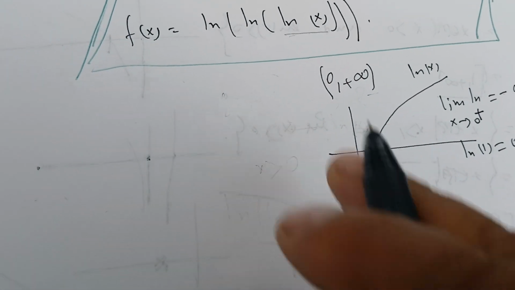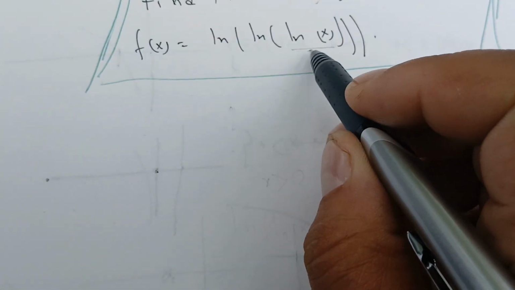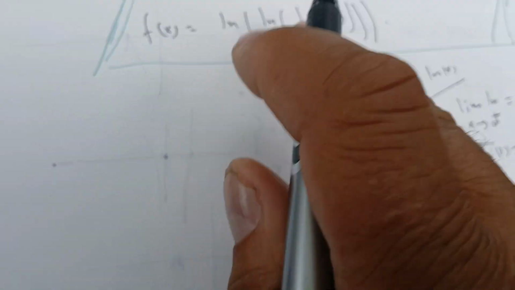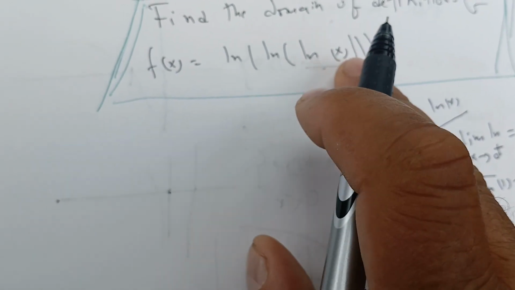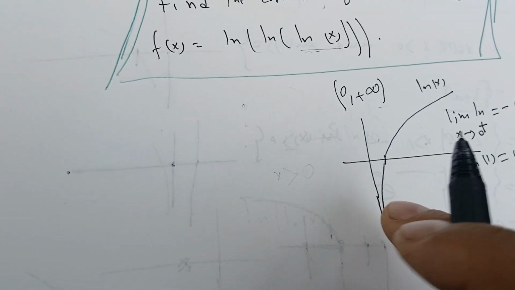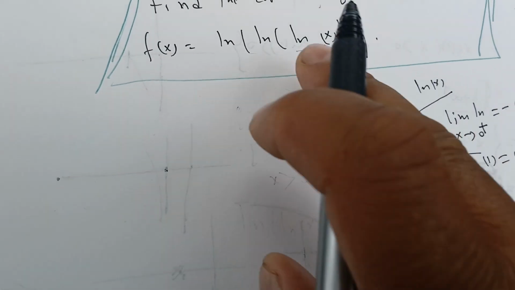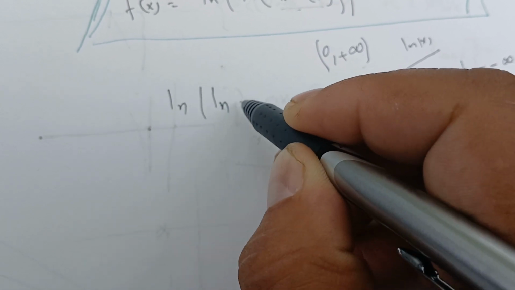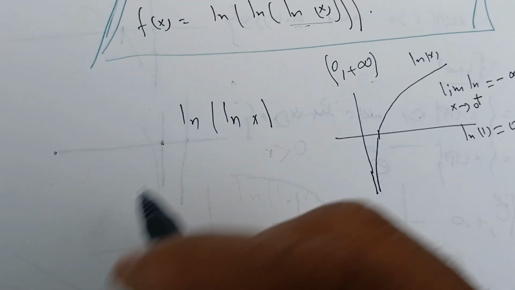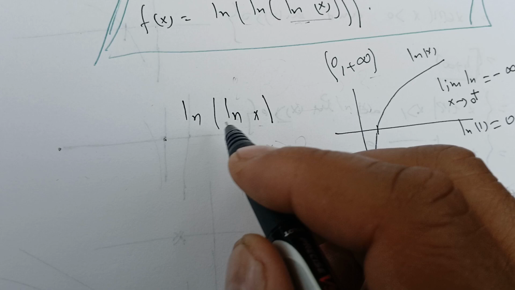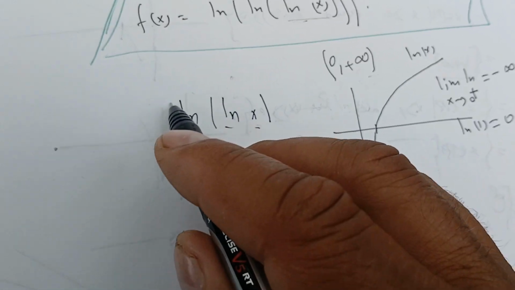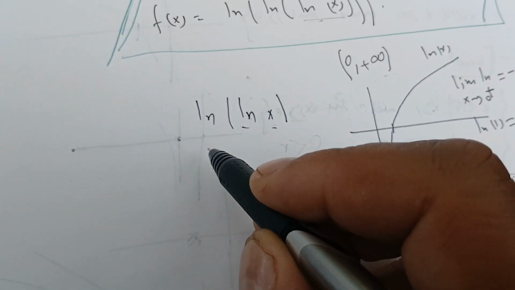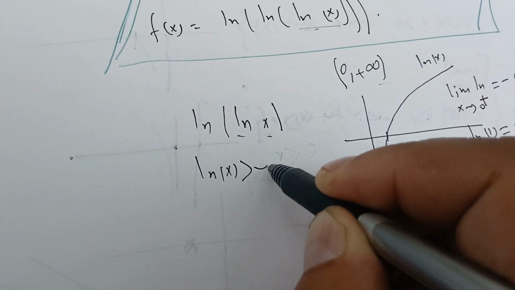Now the first thing that we need to do is find the domain for this first part. We know the domain for this one, so it's this set. Now we're gonna find the domain for the natural log of the natural log of x. Here the inner one has to be positive to be able to define this one. That means we need to have ln of x bigger than 0.